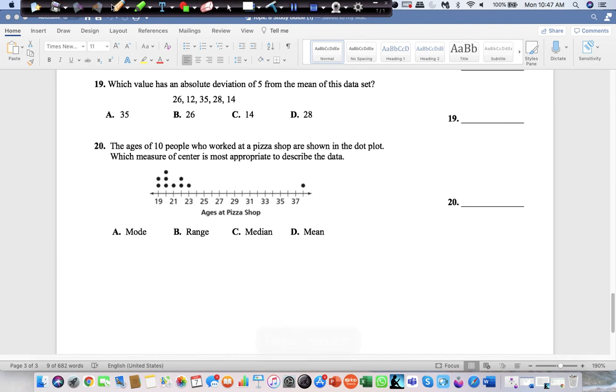Okay, and the last question says, the ages of 10 people who worked at a pizza shop are shown in the dot plot. Which measure of center is most appropriate to describe the data? Well, notice we have an outlier here. Remember, an outlier is a number that is really big or really small in comparison to the rest of our data. And that is going to skew our results in some of these areas. It's going to skew our results in our range. So that's not going to be it. And it's going to skew our results in our mean. Our median, if there's only one outlier, will probably not change a whole lot, and our mode, of course, will not be affected by an outside number.